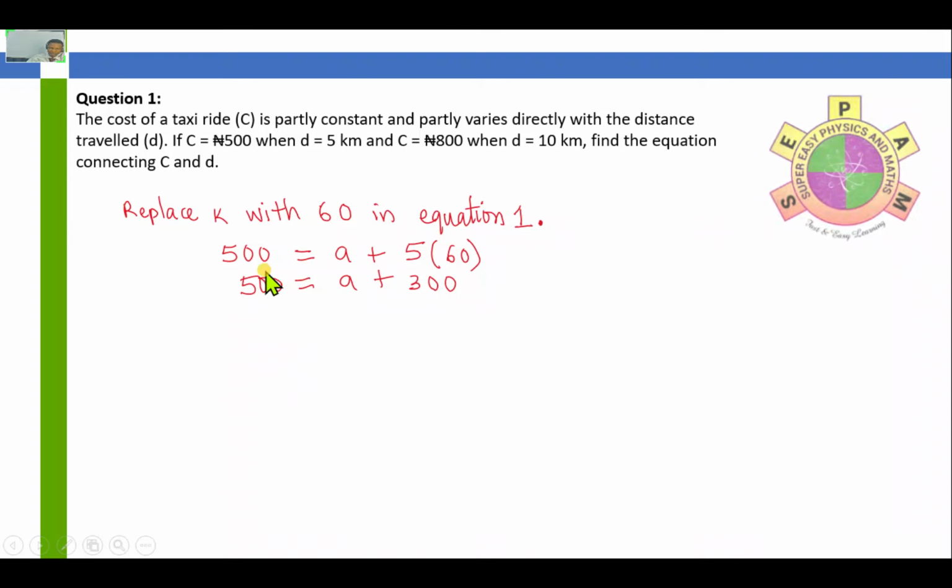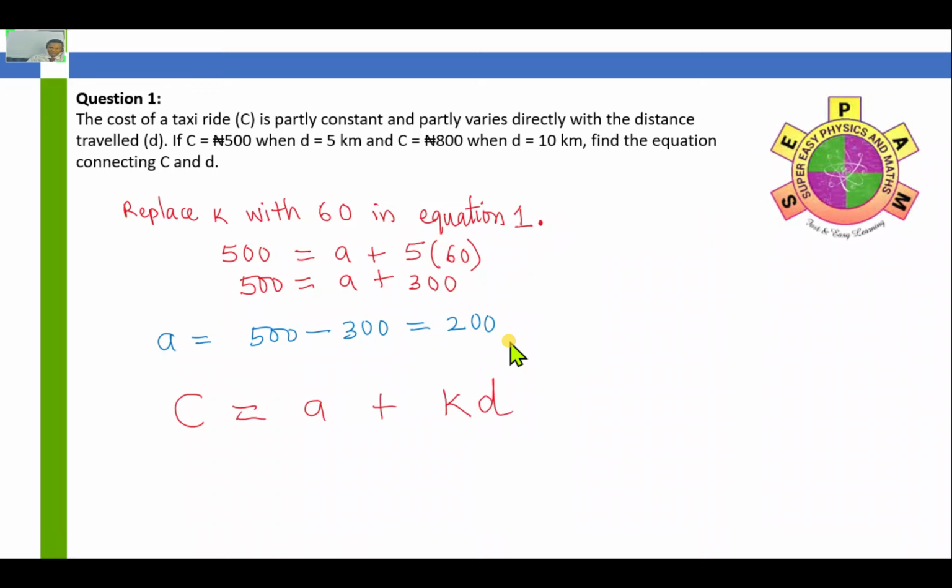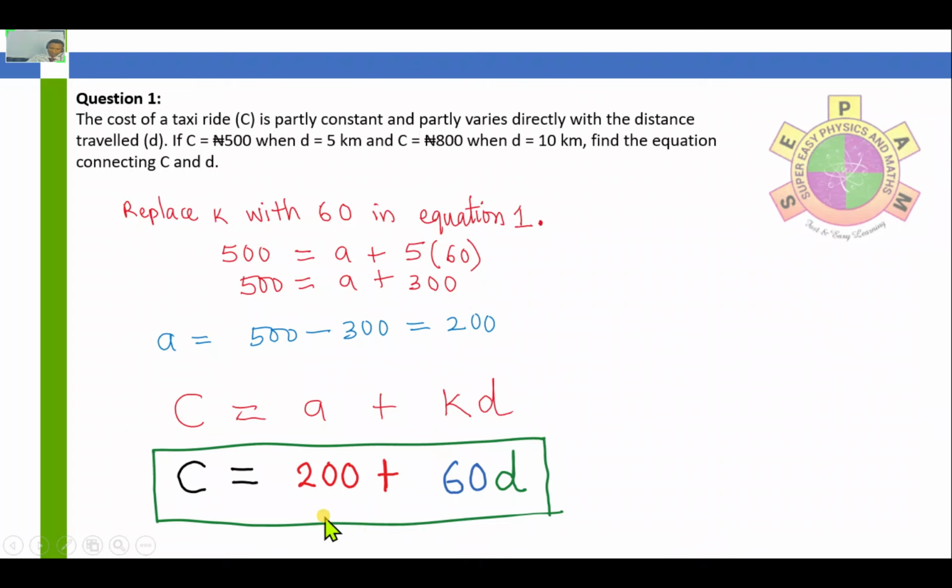So if you substitute that into equation 1, 500 equals A plus 5K, which is 5 times 60. So rearranging, you will have A equals 200. So with that, we go back to the relationship between the cost and the distance, C equals A plus KD. So substitute the value of A and K, you have your relationship. So the cost of the taxi ride has a fixed charge of 200 naira, plus 60 naira for every kilometer that you travel, as additional cost.